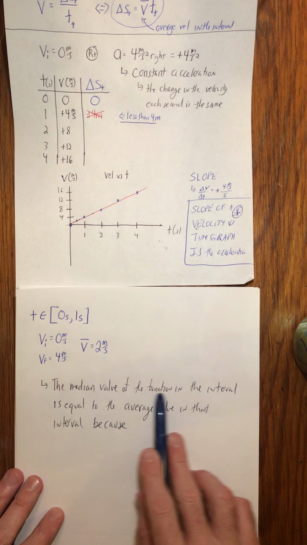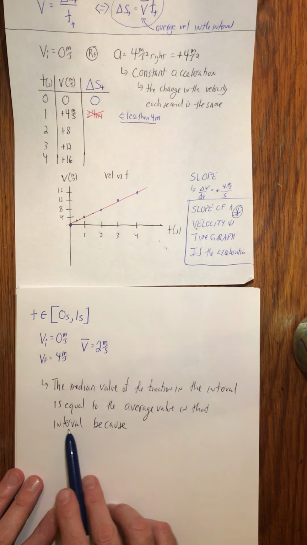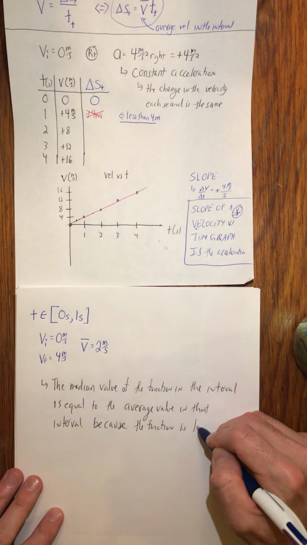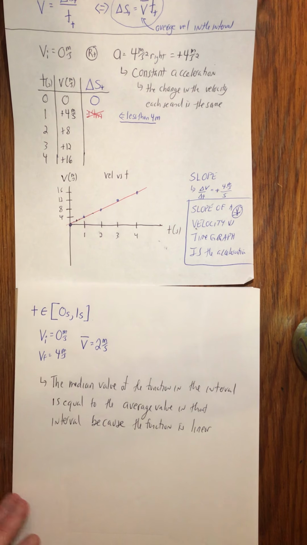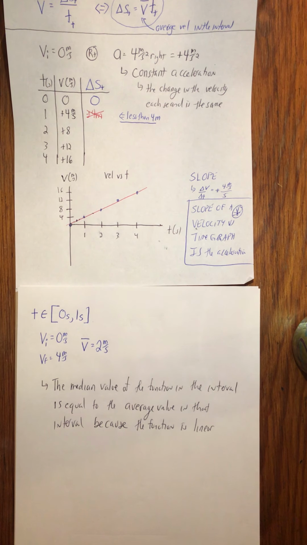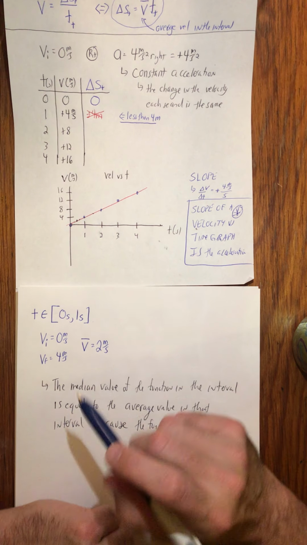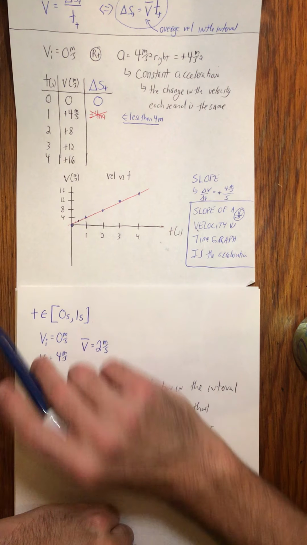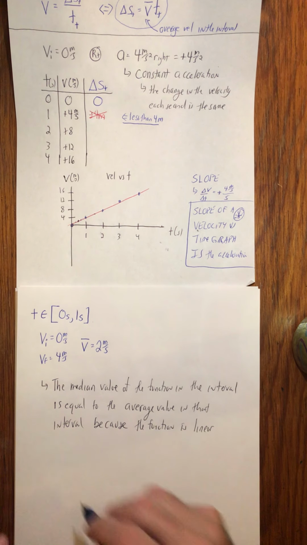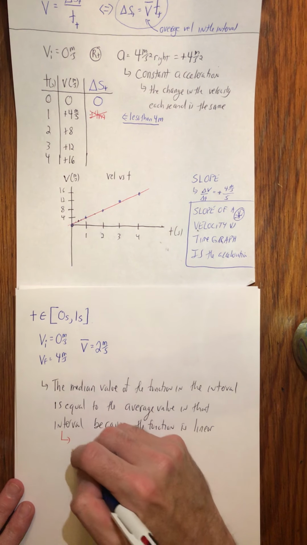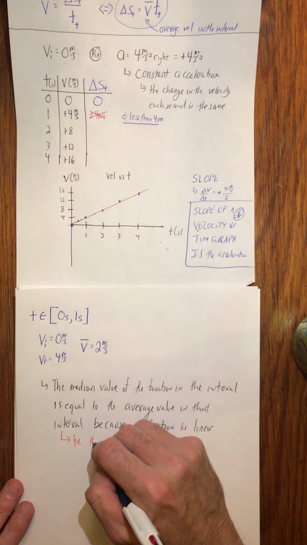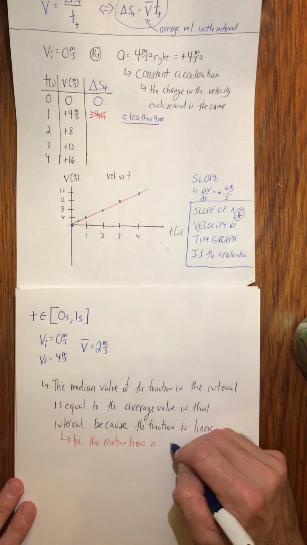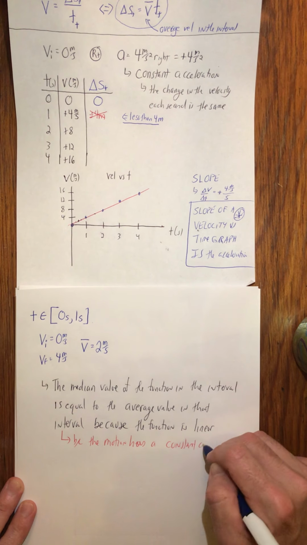So the median value of the function in the interval is equal to the average value of the function in the interval because the function is linear. If the function weren't linear, that wouldn't work. Why is this function linear? Well, this function is linear because the slope is constant. Oh, and the slope is equal to the acceleration. So this is true because the motion has a constant acceleration.